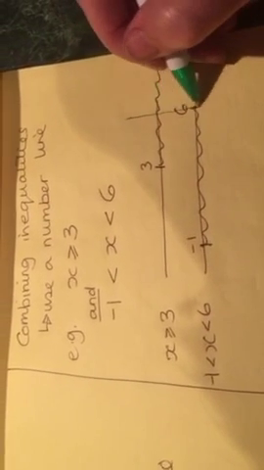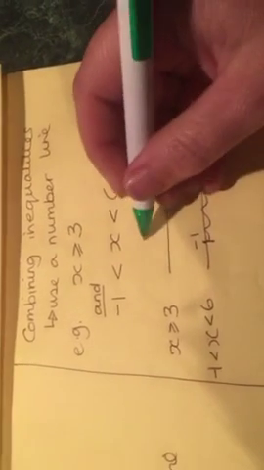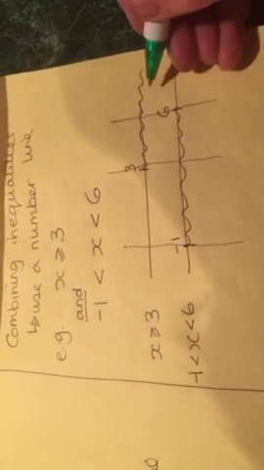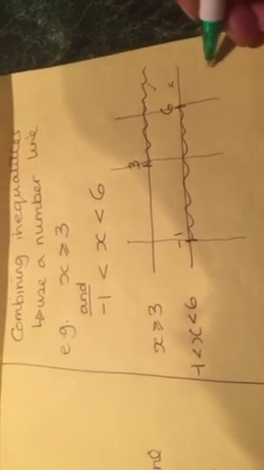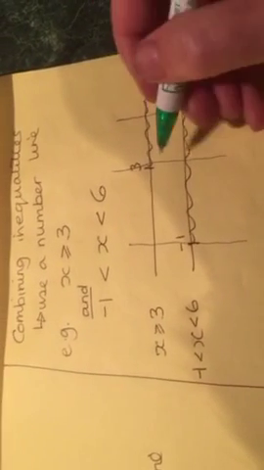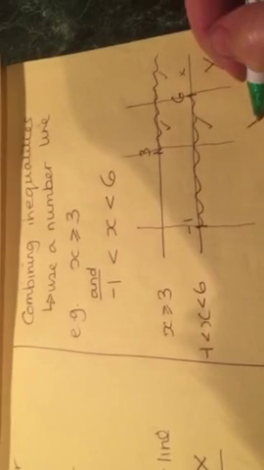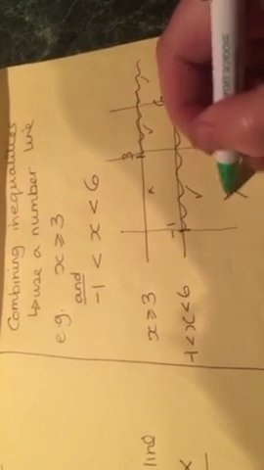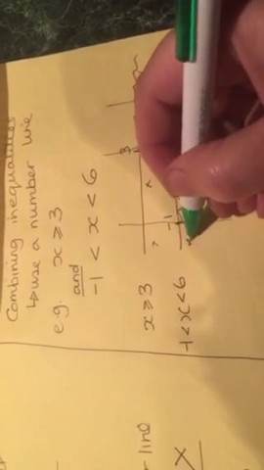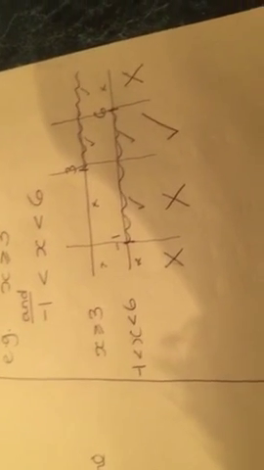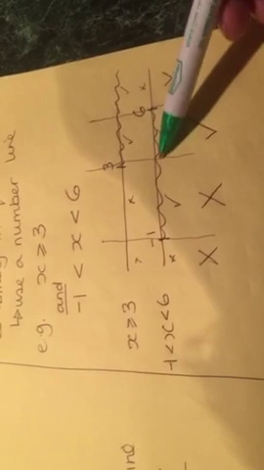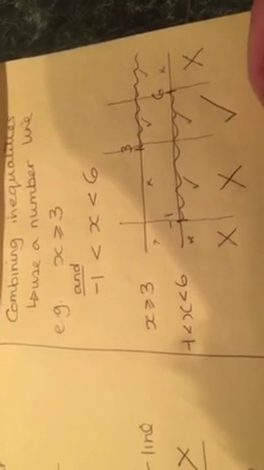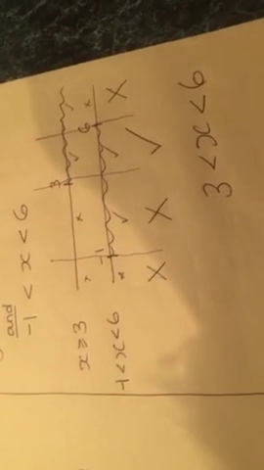Then use lines to separate the different parts of the graph, and I'm looking for any bit of the graph where both works. So this works and this doesn't, so that's no good. This works and this works, so that's valid for both of them. That doesn't, that does, so that's no good, and on this one neither of them work, so that's no good. So my final solution is between these two values, so I write that x is bigger than 3 but less than 6.